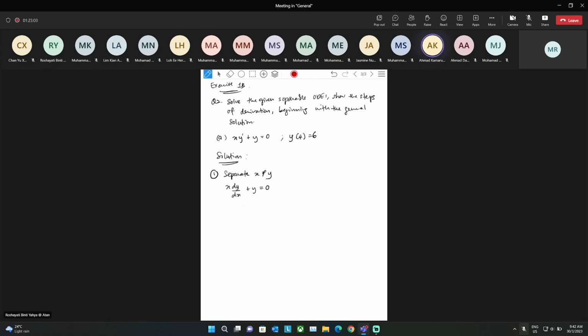Kalau x per dx sama dengan negatif y per dy, betul ke? Maknanya x per dx sama dengan negatif y per dy. Boleh juga, tapi kalau y sebelah kanan? Tak habis lagi. Y sebelah kanan.